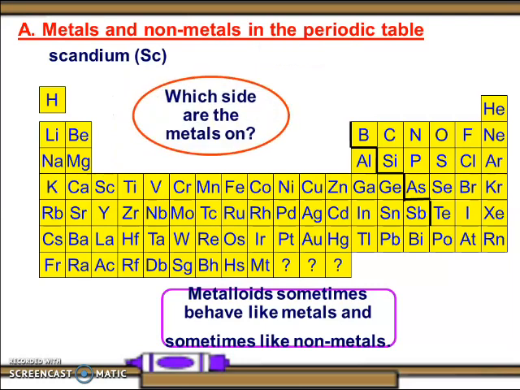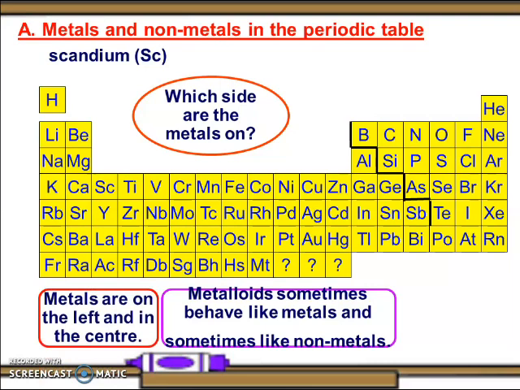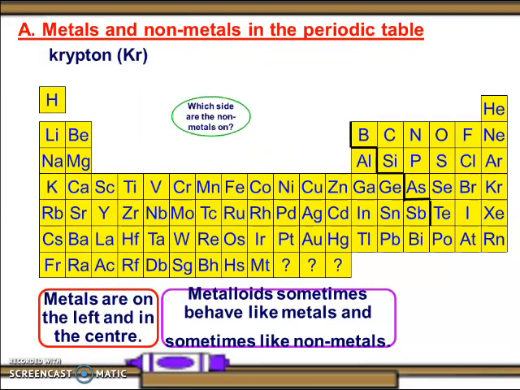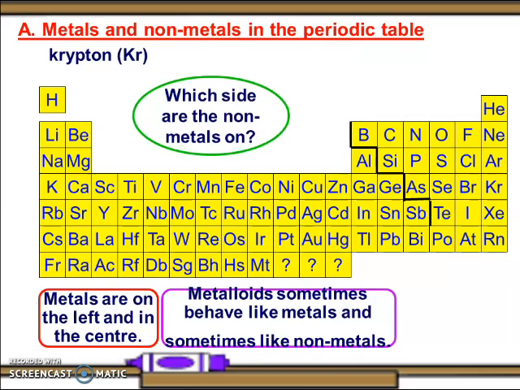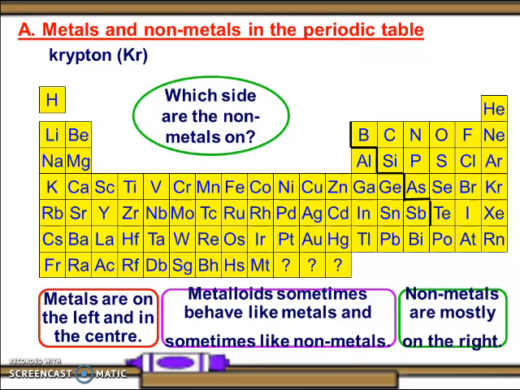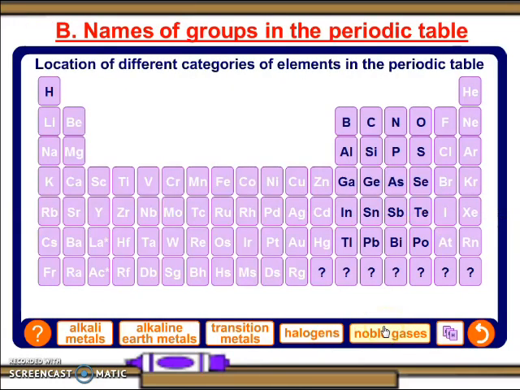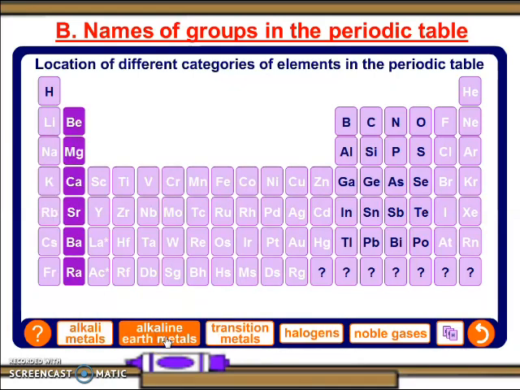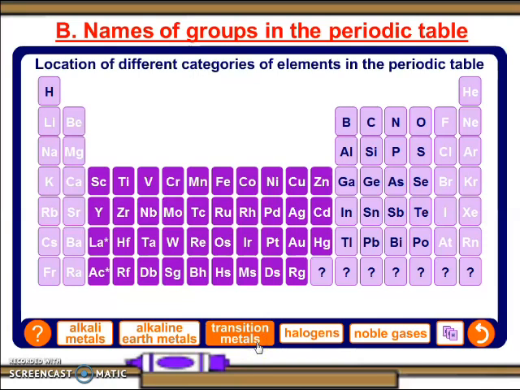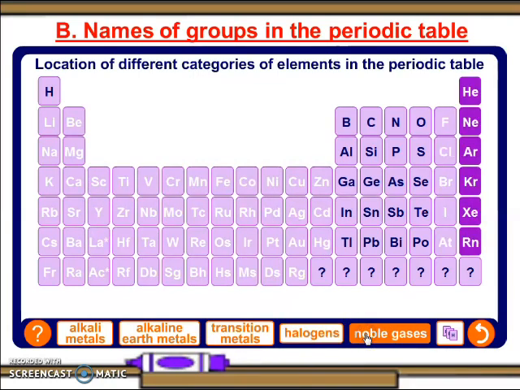Scandium is also a metal. Which side are metals on? Metals are on the left and in the center. Krypton is a non-metal. Which side are the non-metals on? Non-metals are mostly on the right. Next, let us identify the names of groups in the periodic table. These are the alkali metals, alkaline earth metals, transition metals, halogens, and noble gases.